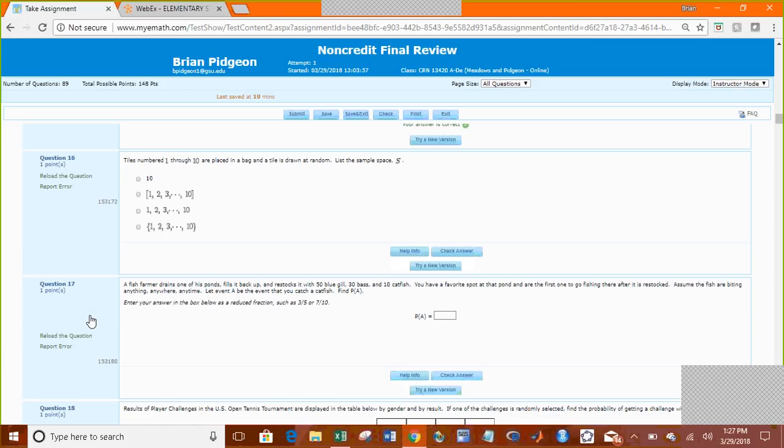Alright, tiles numbered 1 through 10 are placed in a bag and a tile is drawn at random. List the sample space. A sample space is just the list of all possible outcomes. In this case, we have 1 through 10 in the bag, so we have the numbers 1 through 10. Note the difference between B and D. When we write a sample space, we write it in set notation, so we use these little squiggly brackets.